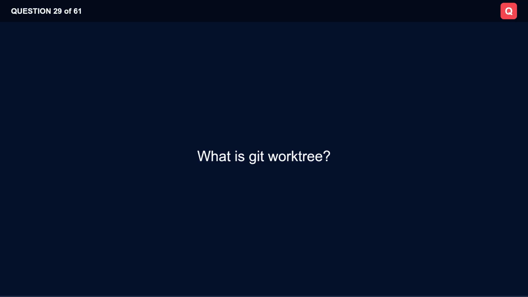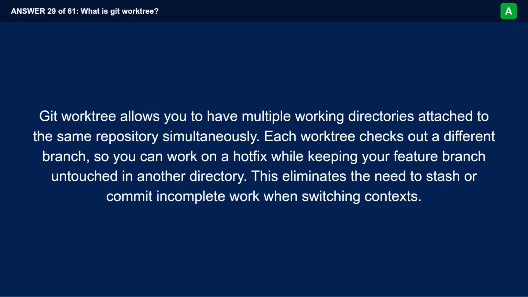What is git worktree? Git worktree allows you to have multiple working directories attached to the same repository simultaneously. Each worktree checks out a different branch, so you can work on a hotfix while keeping your feature branch untouched in another directory. This eliminates the need to stash or commit incomplete work when switching contexts.